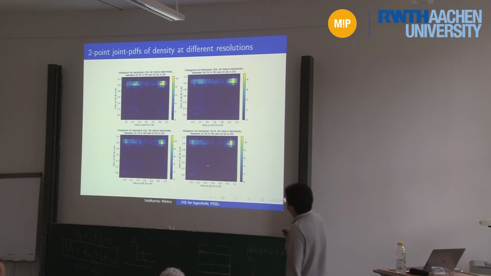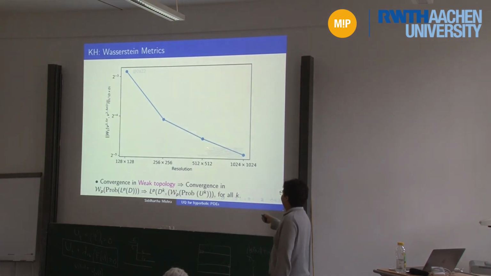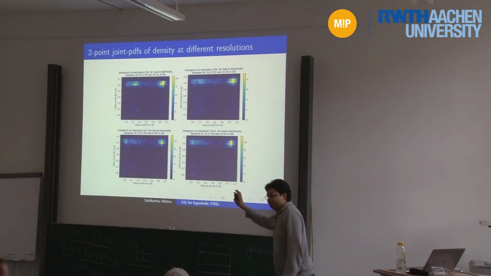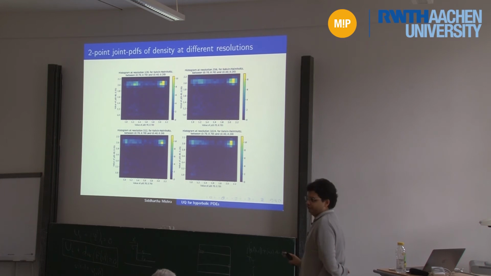And this is over a sequence of grids, 128 squared, 256 squared, 512 squared, 1024 squared. Of course, we have seen that the metric converges, so this just further endorses this convergence. So even these objects are computable and they converge. Okay, so this is neat, right?